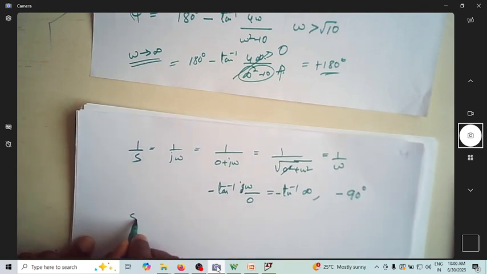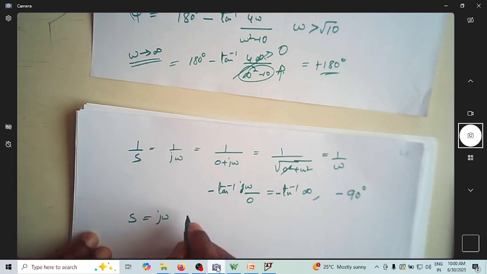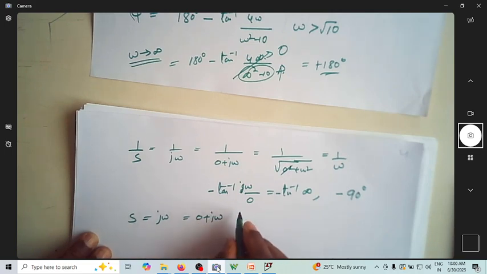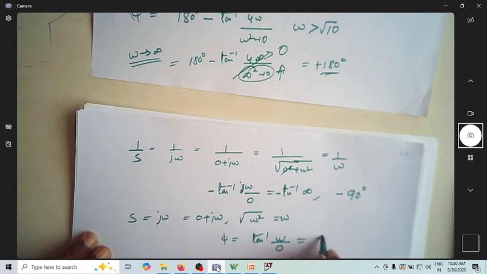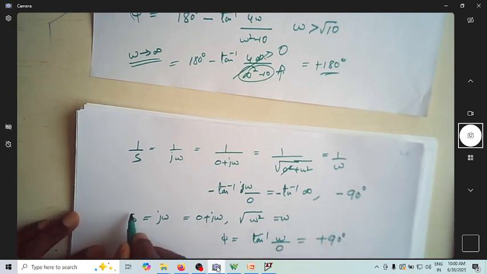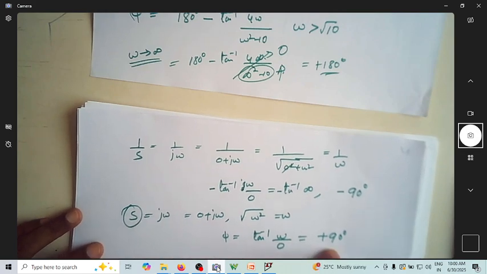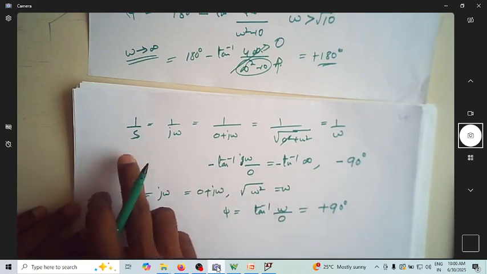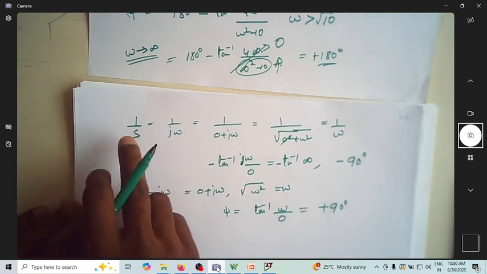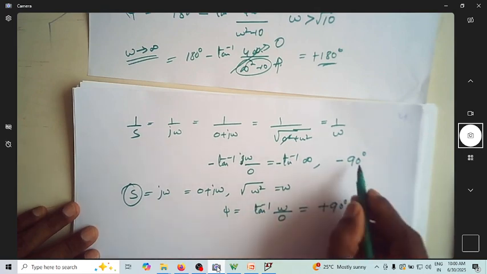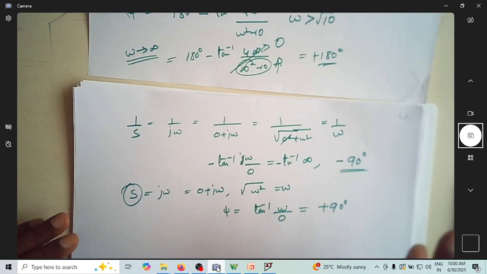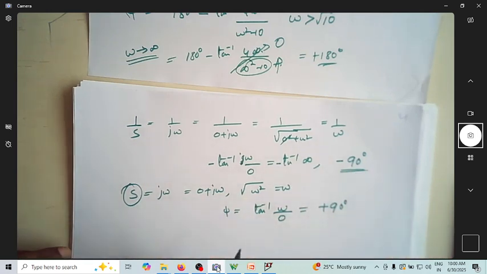How about the term s? s can now be replaced by j omega, so it is again 0 plus j omega. The magnitude is root of omega square, which is omega. The phase is tan inverse of omega by 0, which is plus 90 degrees. So a zero at origin will have plus 90 degrees as the phase, and the magnitude is omega. 1 over s, a pole at origin, is going to have a phase of minus 90 degrees. You see this is minus 90 degrees for all the frequencies. It is independent of frequency.